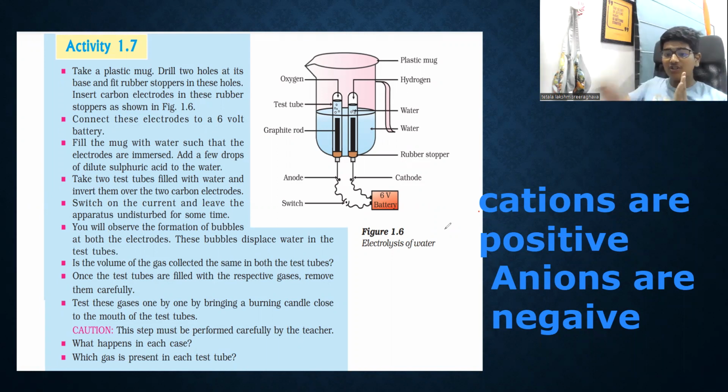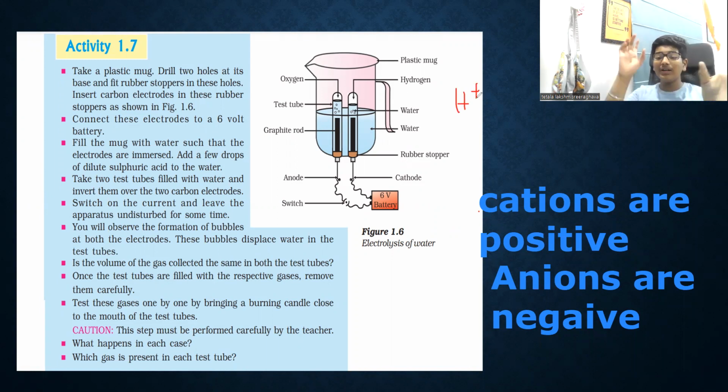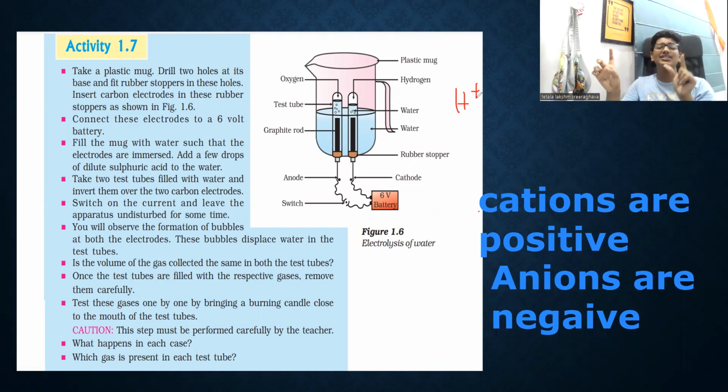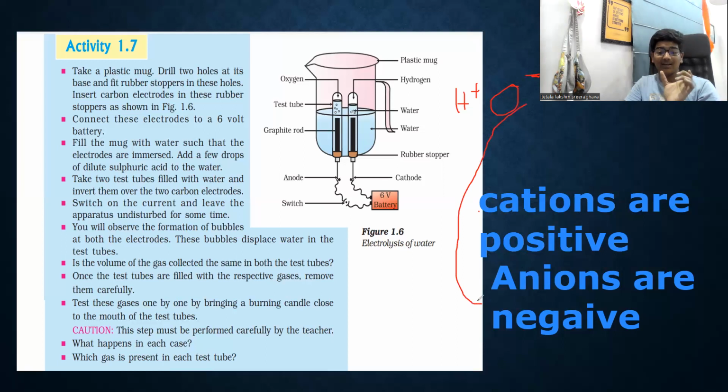Now, hydrogen having a positive charge is a cation. I don't remember what I said, whether it is an anion or a cation. It's a cation, I'm so sorry. Hydrogen is a cation, whereas the oxygen having a negative charge would be an anion.